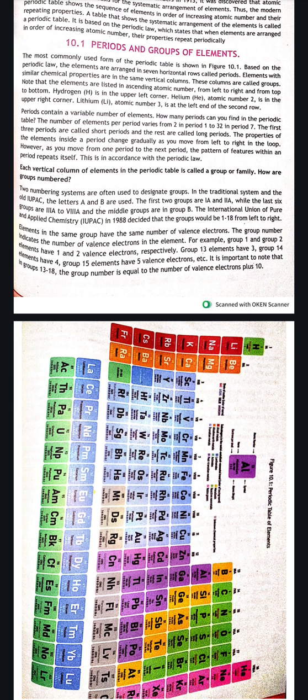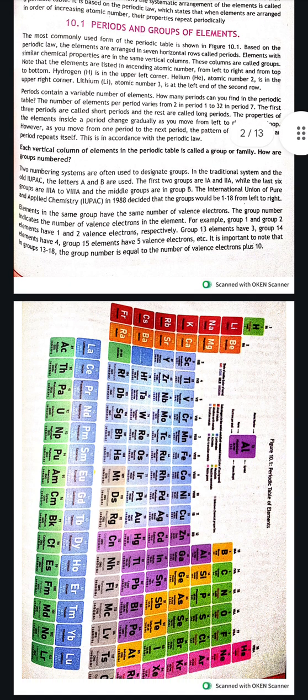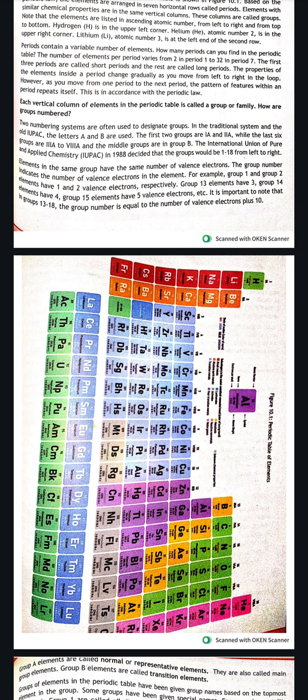So the properties go in a loop, and when we move from one period to the next period, the pattern of features repeats itself. Each vertical column of the elements in the periodic table is called a group or family. How are groups numbered? Two numbering systems are used to designate groups. In the traditional system, according to the old IUPAC, the letters A and B are used. The first two groups are 1A and 2A, while the last 6 groups are 3A to 8A, and the middle groups are in group B.